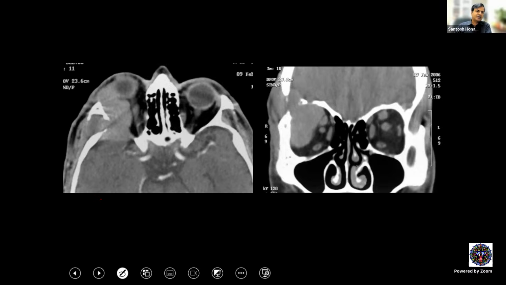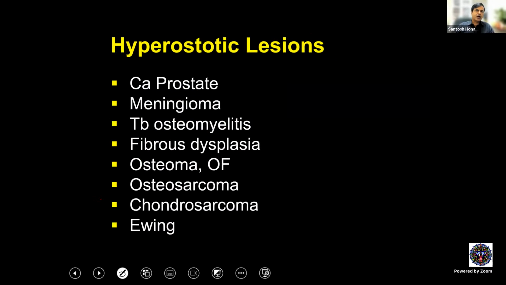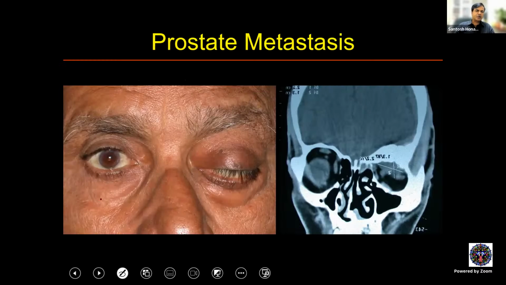All of them had this configuration for some curious reason. This is not reported as such: triradiate configuration of a plasmacytoma. Prostate metastasis is also triradiate. Now, hyperosteotic lesions, while we are at prostate metastasis, you find that it is a hyperosteotic lesion.